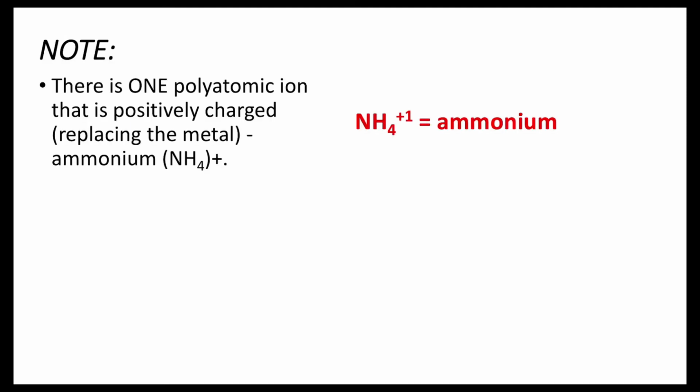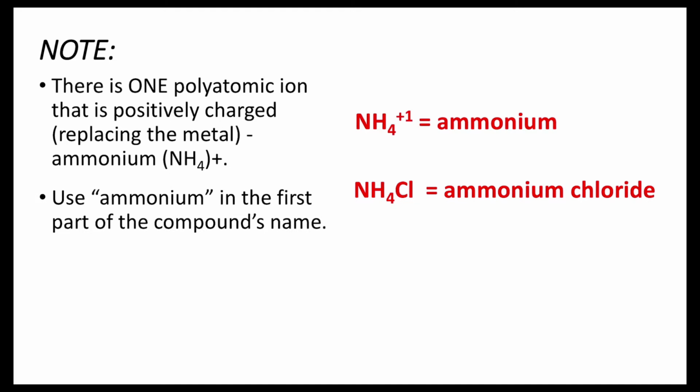Note, there is one polyatomic ion that is positively charged, replacing the metal. So this is ammonium, NH4+. Note that this is ammonium, not ammonia. So careful with that. So NH4 1+ ammonium. So in this case, we use ammonium in the first part of the compound name. So this is the only one where this will happen. So for example, NH4Cl is ammonium chloride.